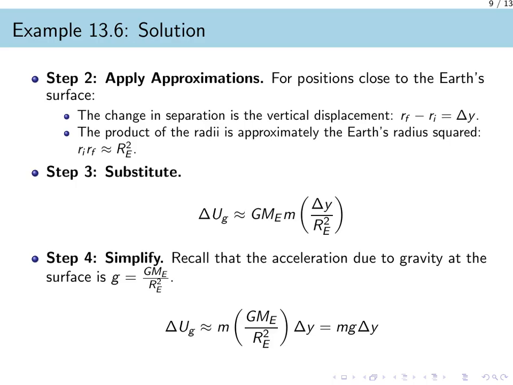We can rearrange this expression and notice that the quantity G times the mass of the Earth over the radius of the Earth squared is exactly the definition for g, the acceleration due to gravity at the surface. This substitution recovers the well-known formula, showing that the change in potential energy is approximately m times g times delta y.